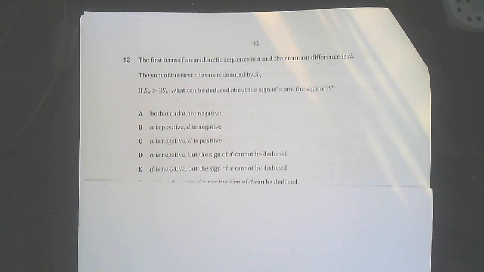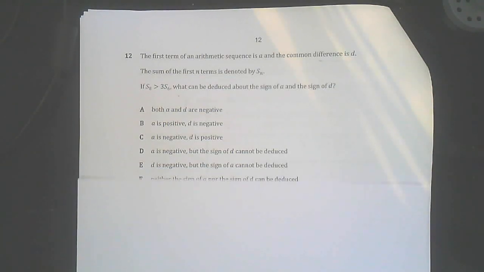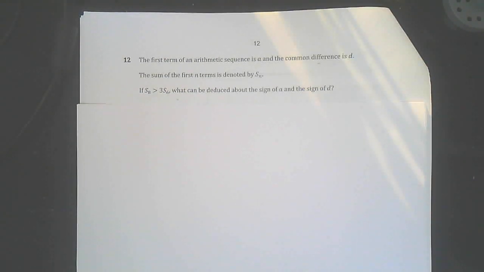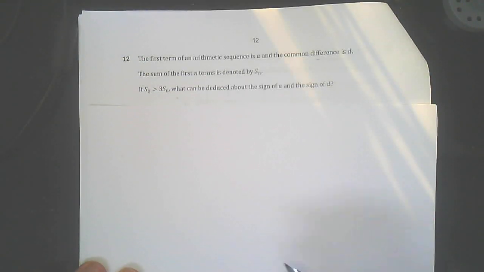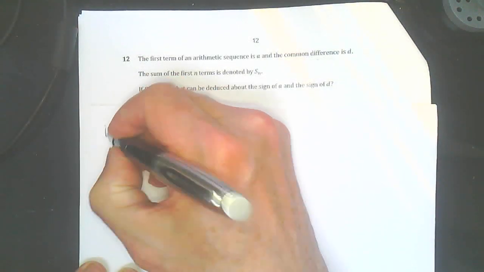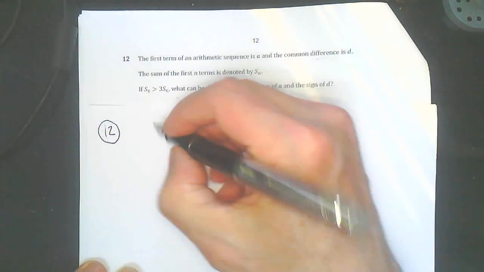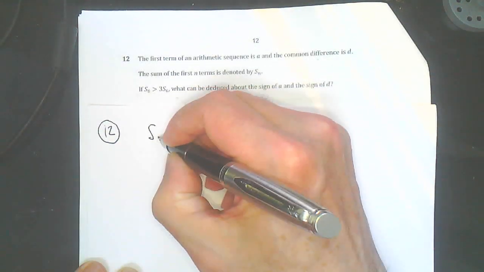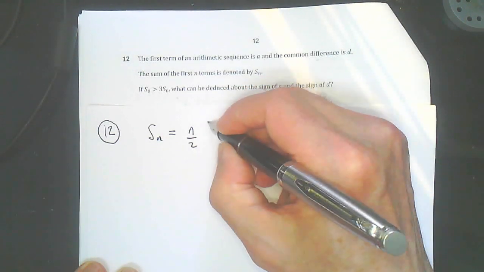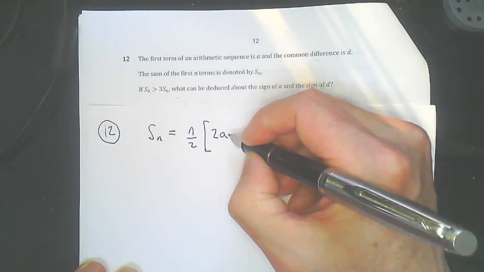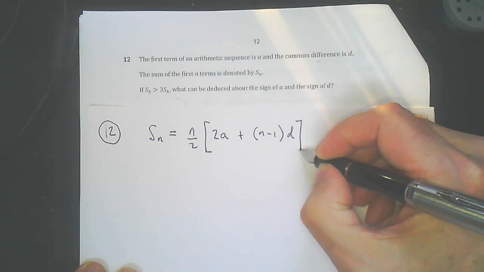And then we've got some multi-choice answers, which we will come to as to whether they're positive or negative. Okay, so we're talking about the sums of sequences. So we need to recall the formula for the sum of sequences, which is, and you need to keep this to memory, the sum of the first n terms is n over 2, brackets, 2 times the first term plus n minus 1 times the difference, close the brackets.